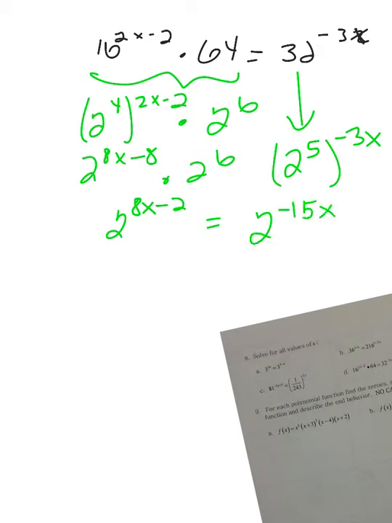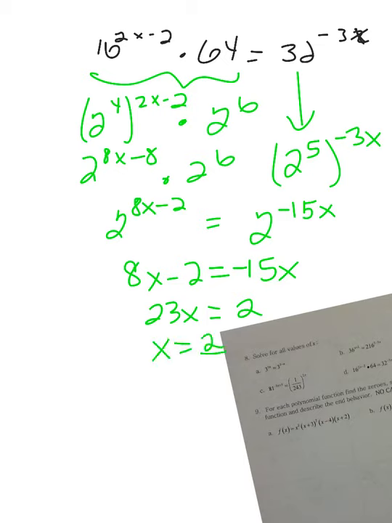So I'll set the exponents equal. So it's 8x minus 2 equals negative 15x. So I'm going to add 15x to both sides, and add 2. So I get 23x equals 2. Divide both sides by 23 and I get x is equal to 2/23. And then you do want to check it. So plug it in, check it. And it does work. All right, so let's take a look at number 9.